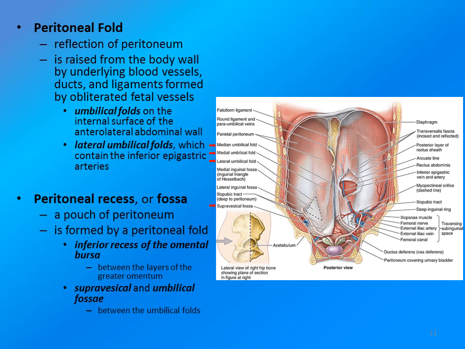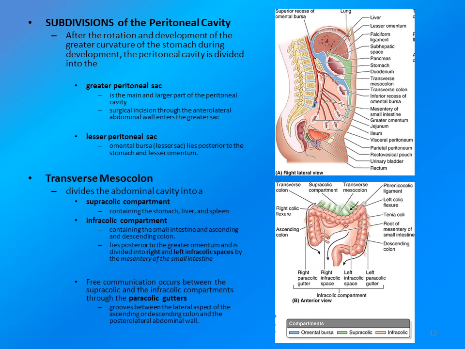You can also have pericolic gutters that form by the folds of peritoneum on the lateral aspects of the ascending and descending colons respectively. These folds and continuities of peritoneum also help to create subdivisions within the peritoneal cavity.